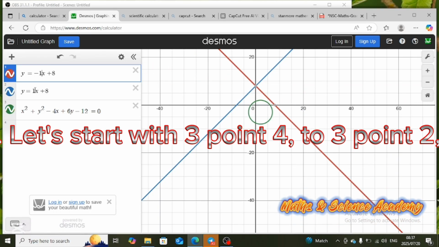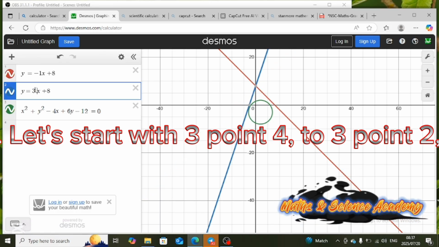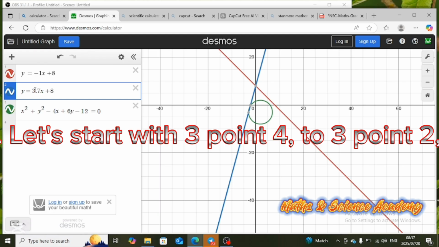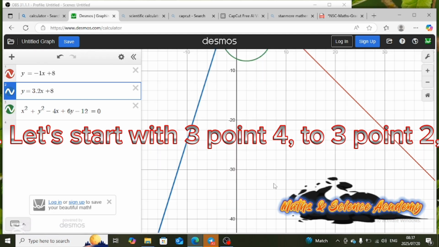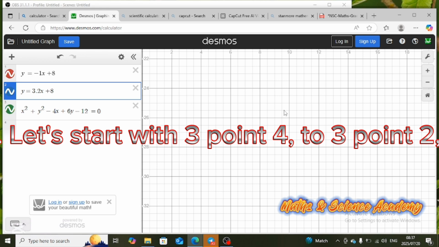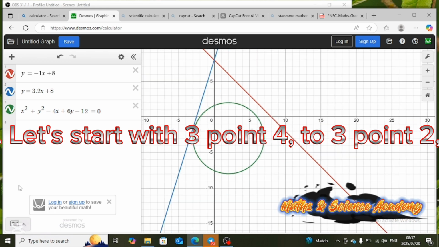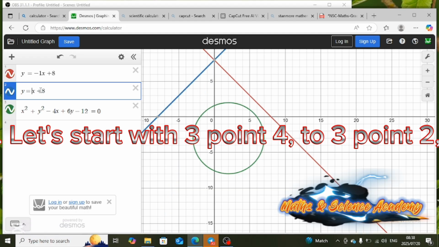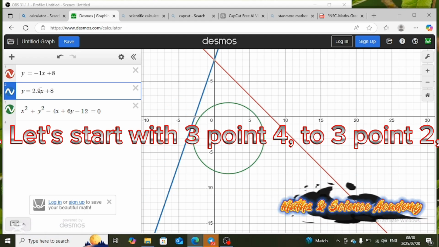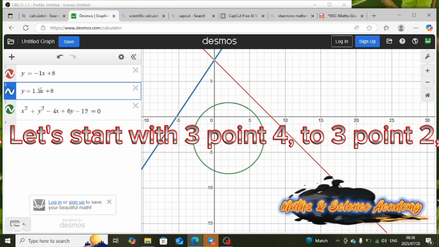Now let's look at the simulation of the straight line with the positive gradient, shown in blue. Since the gradient has to be less than approximately 3.42, let's start with 3.4, to 3.2, to 3.1, to 2. We can eventually see that as the gradient t becomes less and lesser than 24 over 7, which is approximately 3.42, the straight line moves away from the circle.